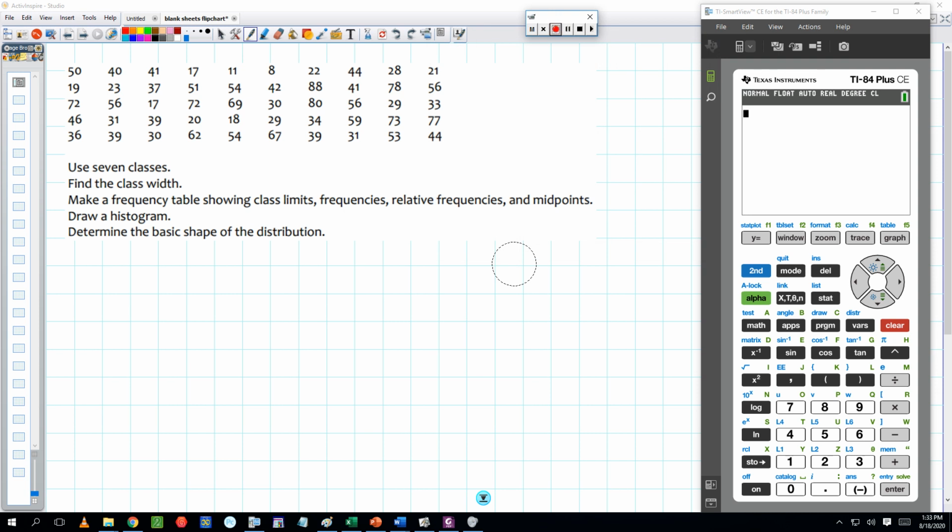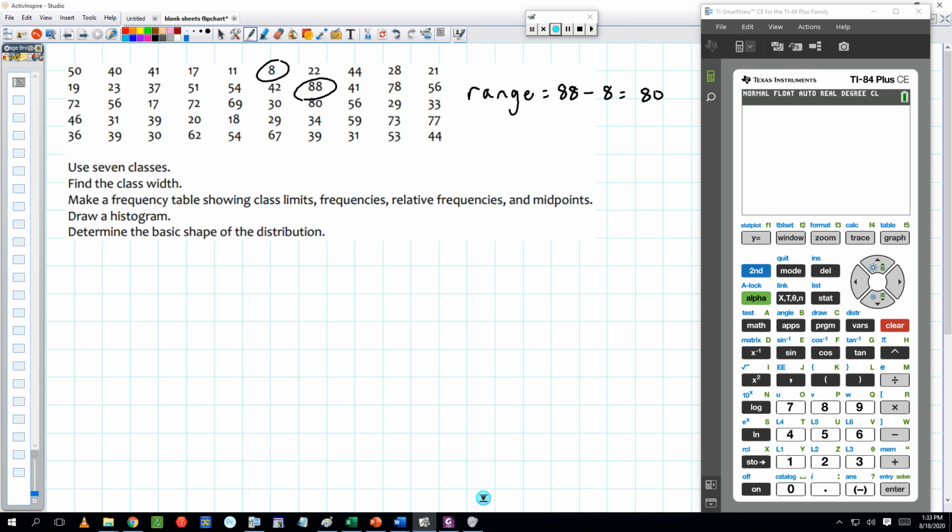With this video, I want to show you how to create a frequency table and a frequency histogram. You want to scan your numbers and find your smallest one and find your largest number. And when you subtract those, you find what's called the range. So we have a range of 80.